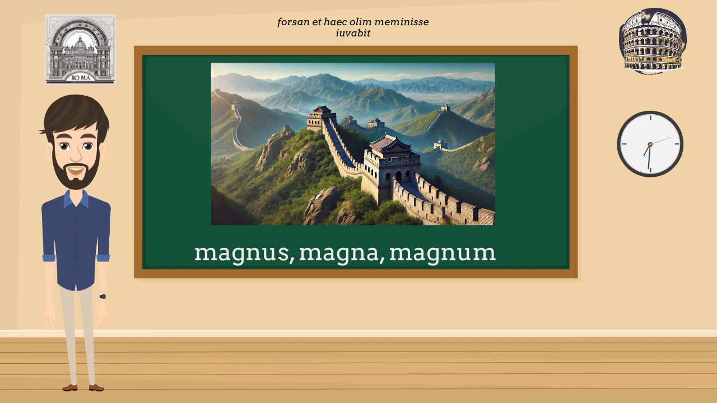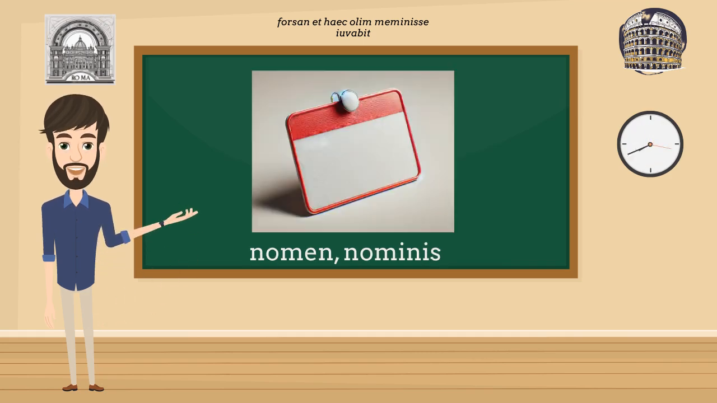When we magnify things, we make them great. Magnus means great or large. Nomen, nominis, name. To nominate someone for a particular office or duty is, according to the Latin root, to name them as a possibility.